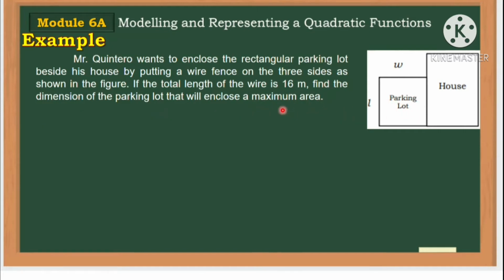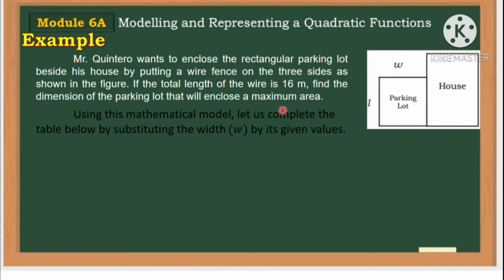Okay? So, using this mathematical method, let us complete the table below by substituting the width, or the W, by its given values. So, we have there the mathematical model, or the equation: A is equal to 16W minus 2W squared. Okay?